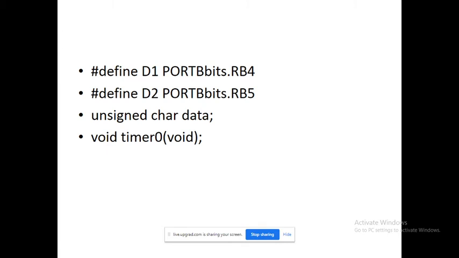Means every time you are calling the delay in your program. Instead of writing the same thing a number of times, you are just writing a subroutine, and that subroutine you are calling as per the requirement. Now that subroutine name is timer 0. Okay, means timer 0 is the name of the subroutine, and I am just calling that subroutine when I want to introduce the delay within the program.